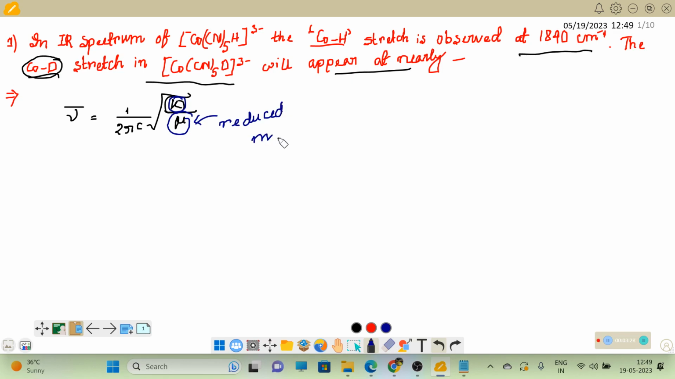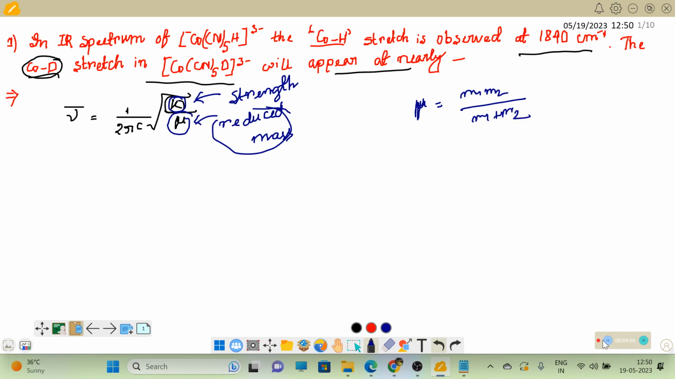There is not that much difference in the bond strength, but there is a difference in the reduced mass. So we'll solve this problem according to the reduced mass. You know the reduced mass, if the molecule is diatomic, is m1 m2 by m1 plus m2.